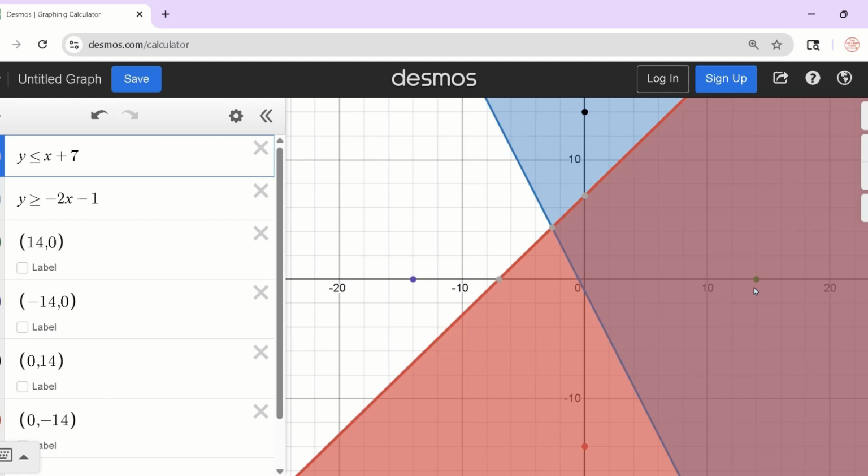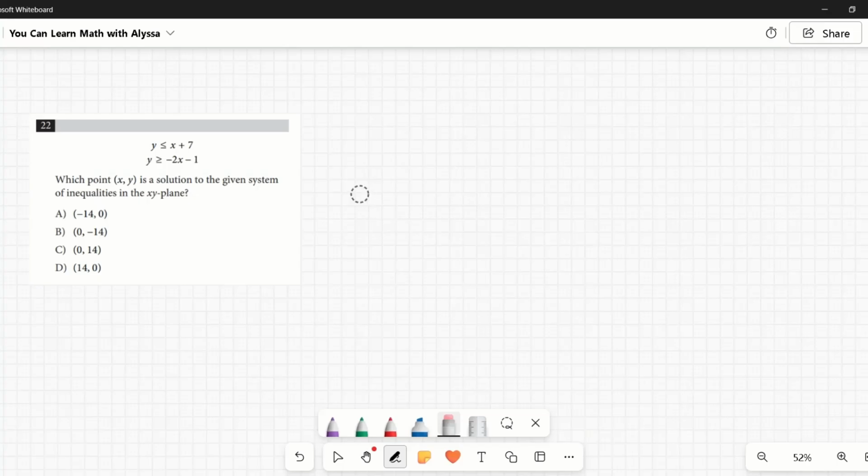So the solution would be where they overlap, and the only one that's in that area is (14, 0). So that's going to be our answer again, D. We got the same answer.